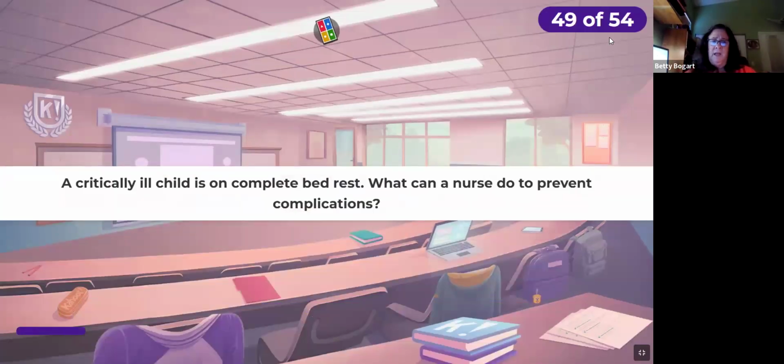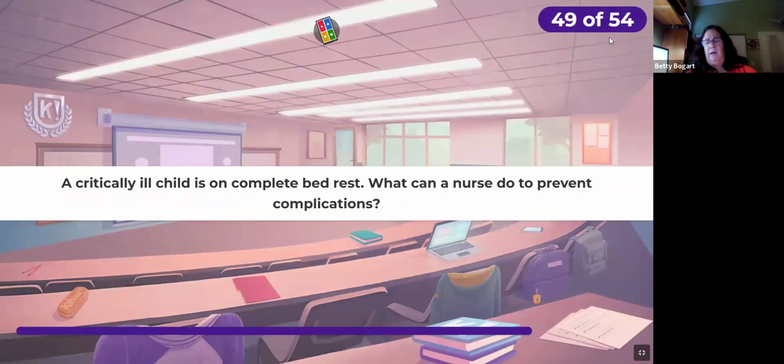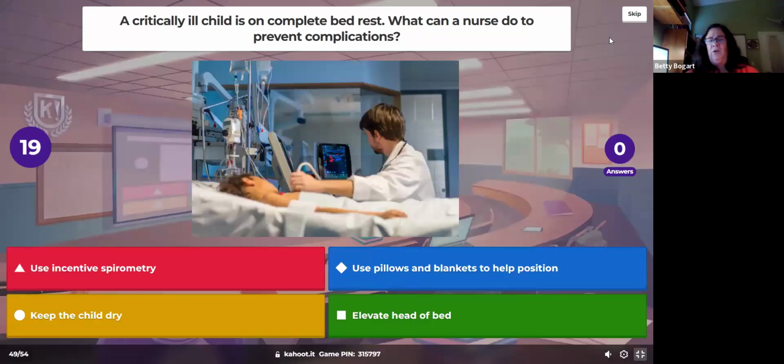A critically ill child is on complete bed rest. What can a nurse do to prevent complications? Now, you think that adults are the ones that have prolonged bed rest and all of these things, right? No. You have children that are in the hospital and ICUs for months because they're critically ill, and they have the same complications as your elderly population.